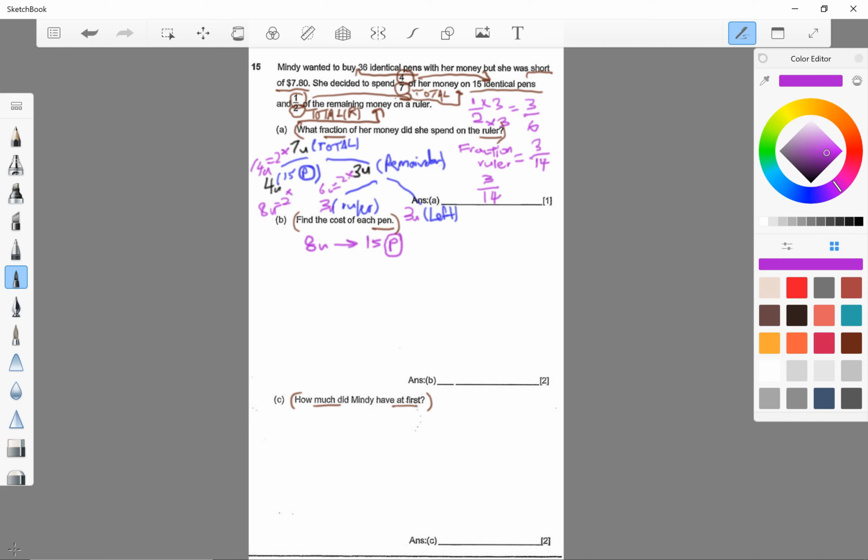And we know that Mindy wanted to buy 36 pens, but she was short of 780. So that means that Mindy's total money has got to be 14 units subtract away 780. So the total for Mindy, let me just switch to maybe green color. So total money has got to be 14U.